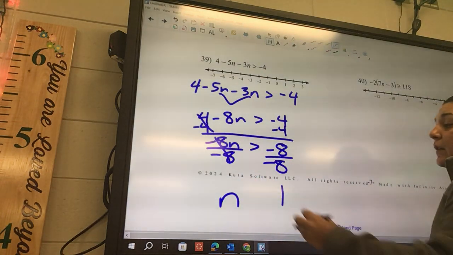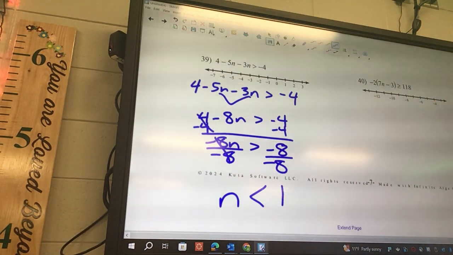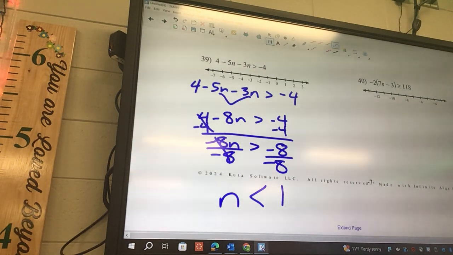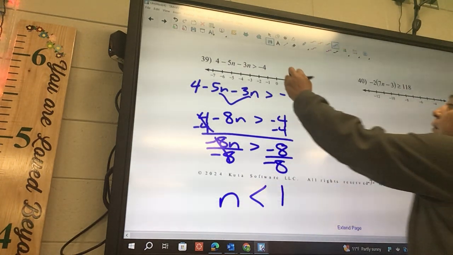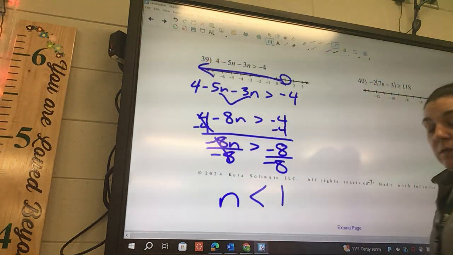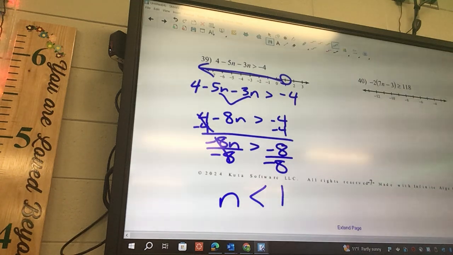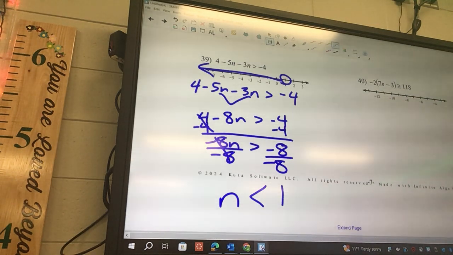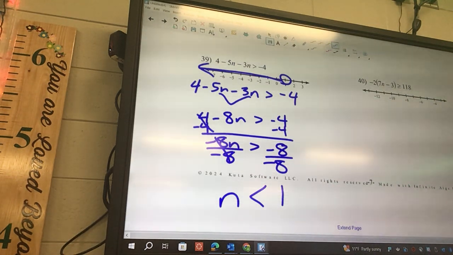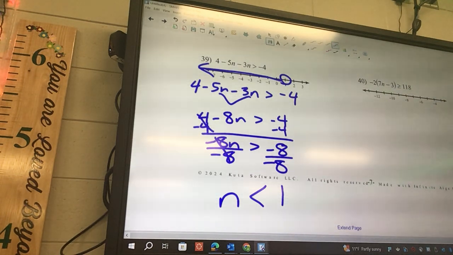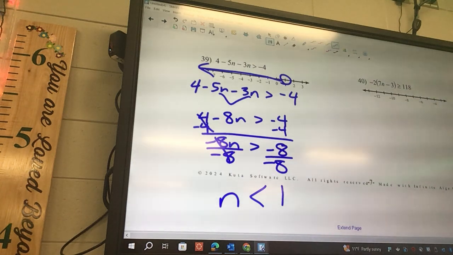So that means the sign got to flip, right? The sign's got to flip. Okay, so it'll be going the other way. Okay, should that be open or closed? Open, going which way? To the left. We got about 6 left.